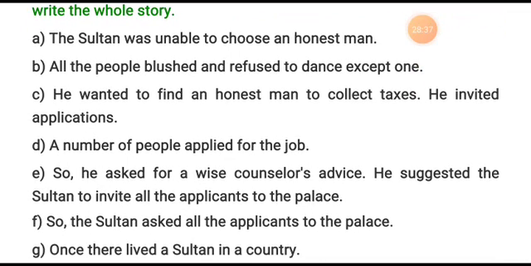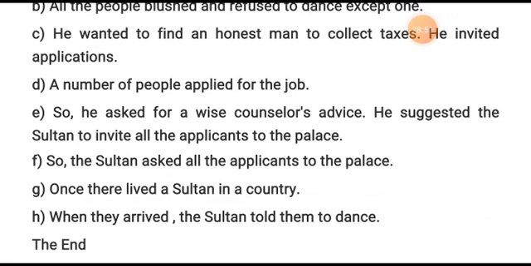আমি বাক্যগুলো আরেকবার বলছি। A the Sultan was unable to choose an honest man, B all the people blushed and refused to dance except one, C he wanted to find an honest man to collect taxes, he invited applications, D a number of people applied for the job, E so he asked for a wise counselor's advice, he suggested the Sultan to invite all the applicants to the palace, F so the Sultan asked all the applicants to the palace, G once there lived a Sultan in a country, H when they arrived the Sultan told them to dance.